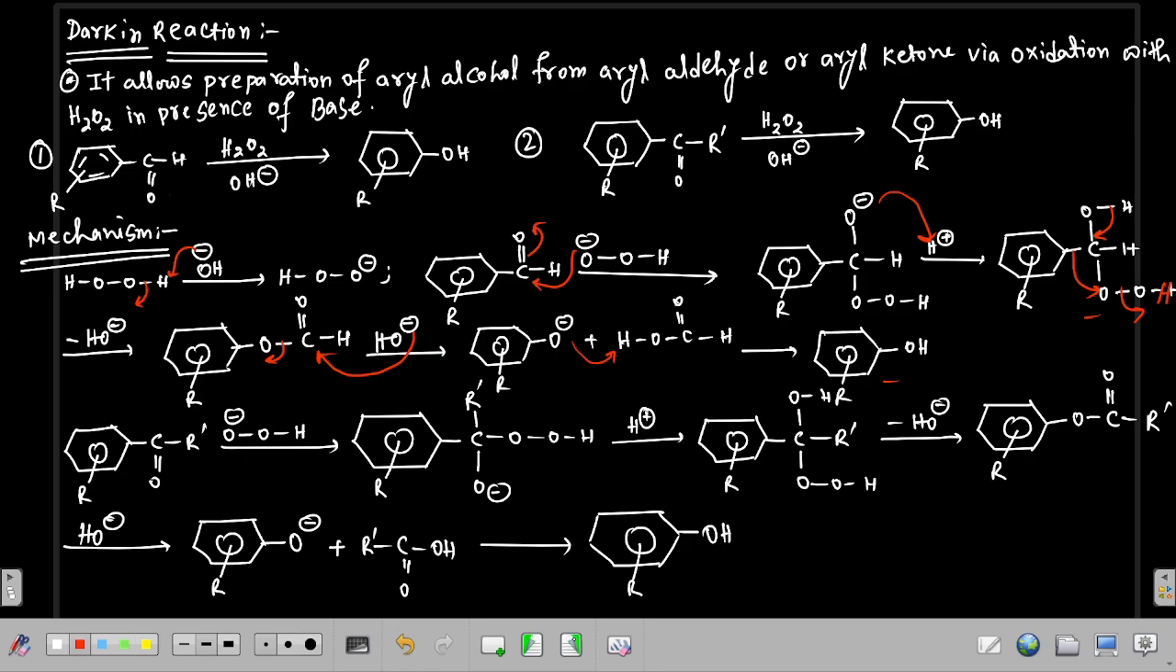In the presence of acid, it will form this alcohol. Okay. There will be the same mechanism for the ketone also.